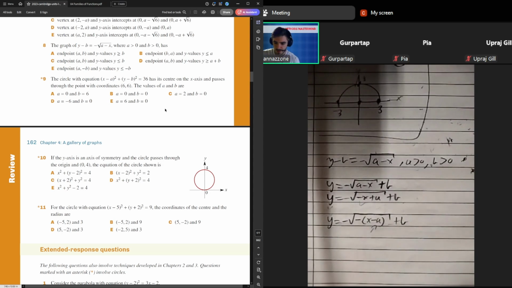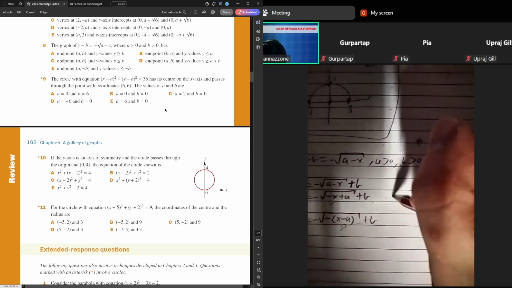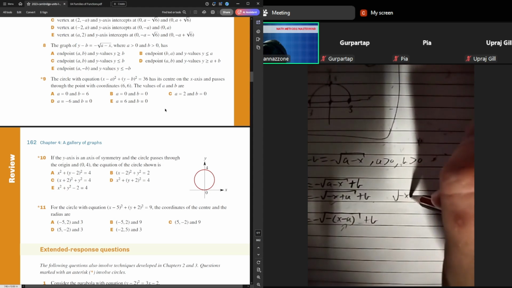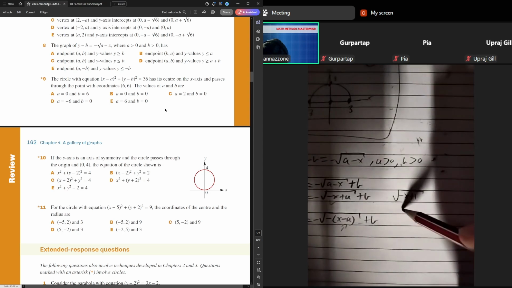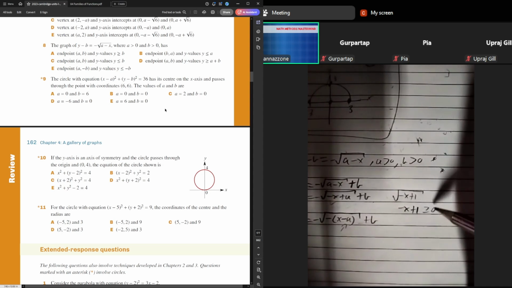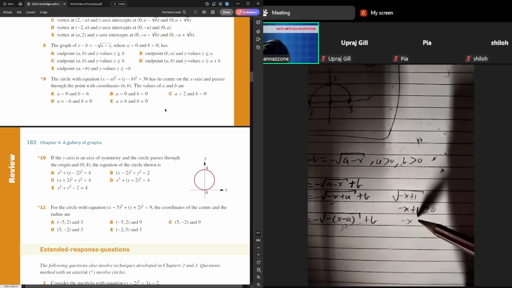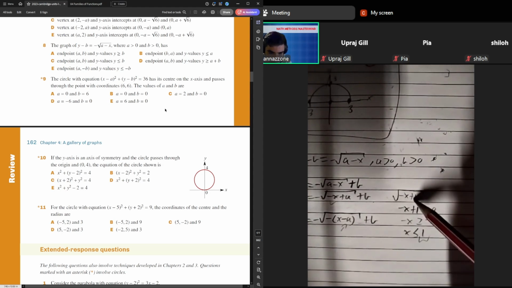Now to give a quick example, because we're about to hit time, if I did have square root of negative x plus 1, this is only defined for where the inside of the square root is greater than or equal to 0. So if I have negative x plus 1 greater than or equal to 0, negative x greater than or equal to negative 1, x less than or equal to 1. So it starts at 1, even though you'd expect this to shift left by 1.